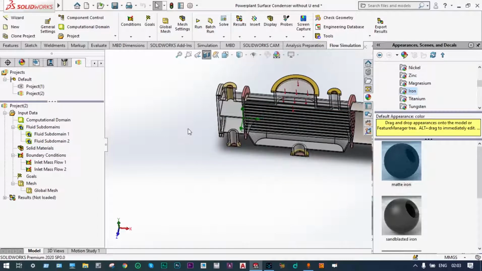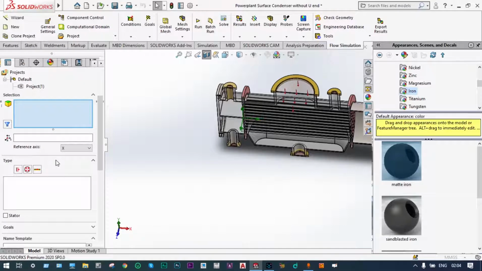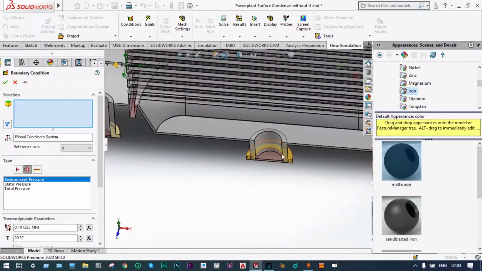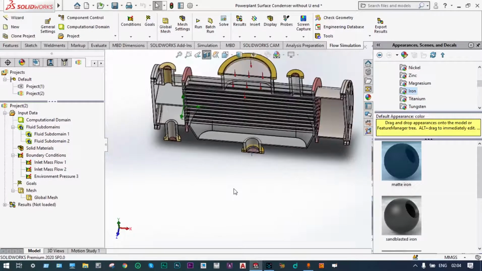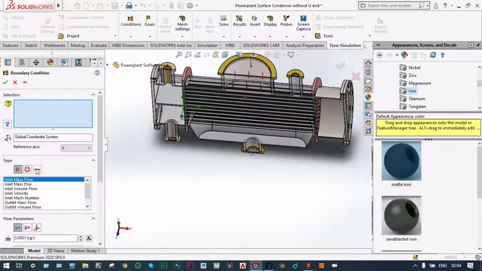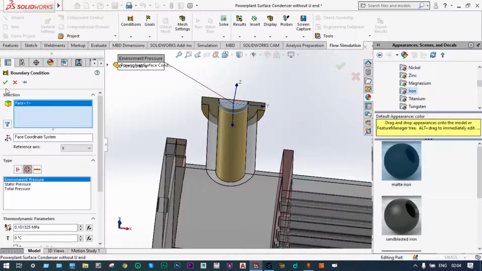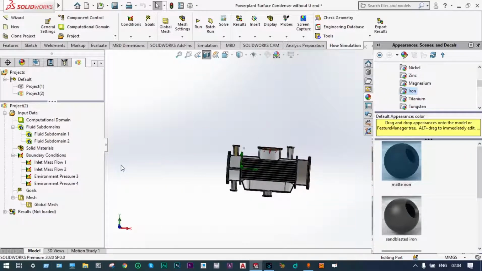Next one, we have to apply boundary condition for these atmospheric conditions. Insert boundary condition. It will be atmospheric pressure at this location. Green check. 2 more boundary conditions are required at 2 different entries. Again, insert boundary condition. It will be atmospheric pressure at the exit of cold water. Green check. And another boundary condition is required.